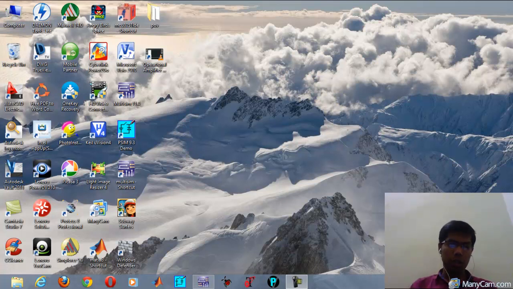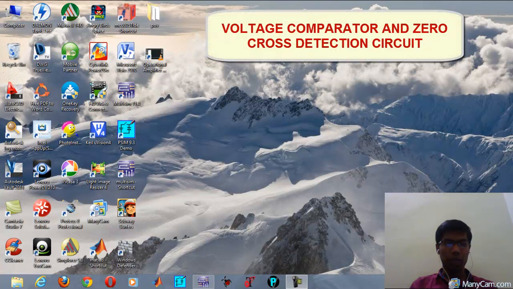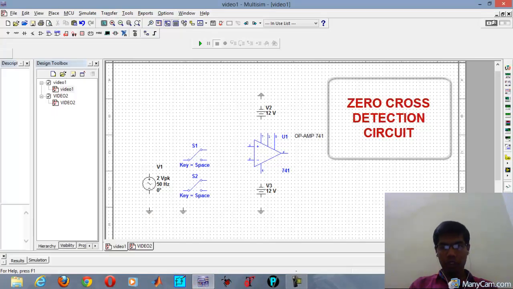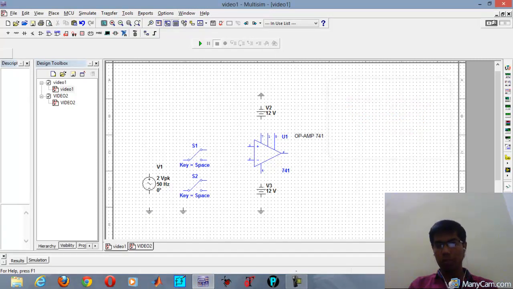I am going to simulate a zero cross detection circuit in the Multisim software. First of all, open the Multisim software. This is a circuit of the zero cross detection. We are using the op-amp 741, two SPDT switches S1 and S2, and one sinusoidal voltage.